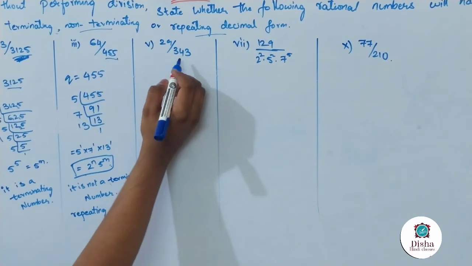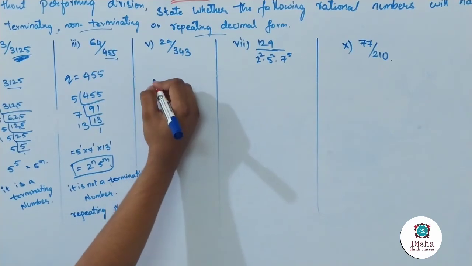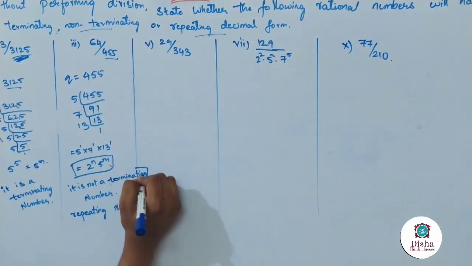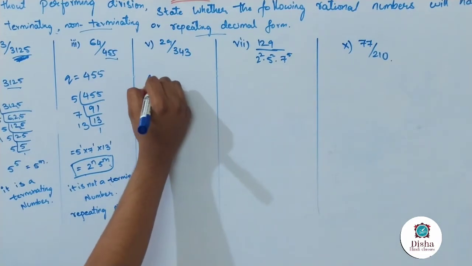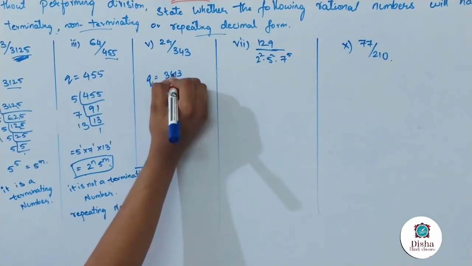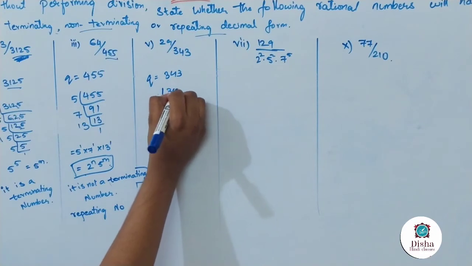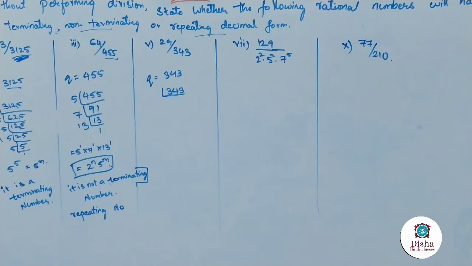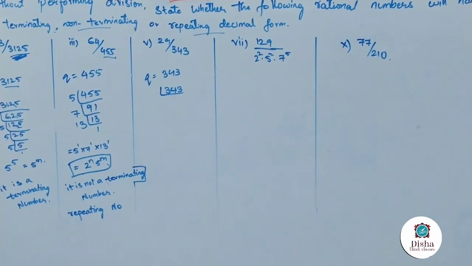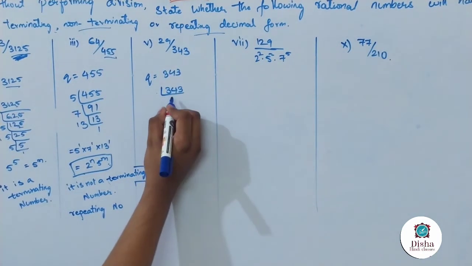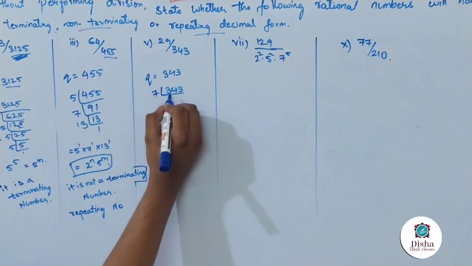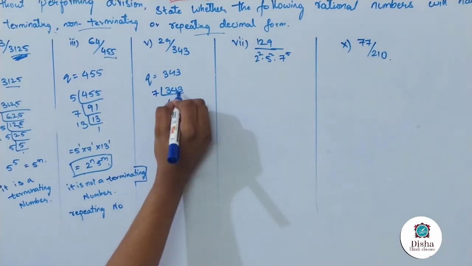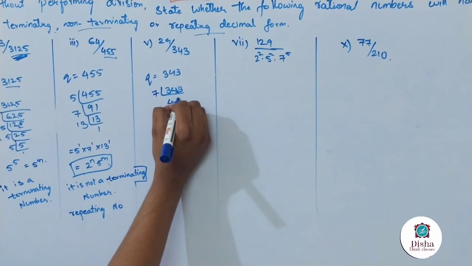Now we have 29 by 343. That is the fifth problem of the questions given in the textbook. So q equals 343. So we prime factorize it. We divide it by 7 first. 7 4s are 28, 6 as carry. 7 9s are 63.